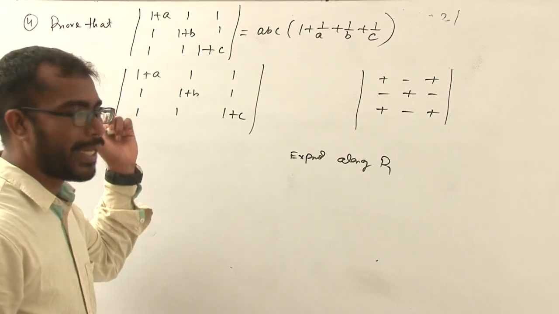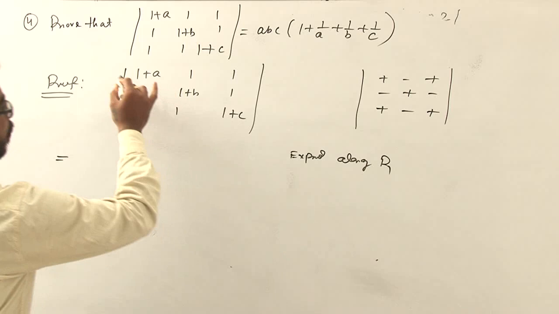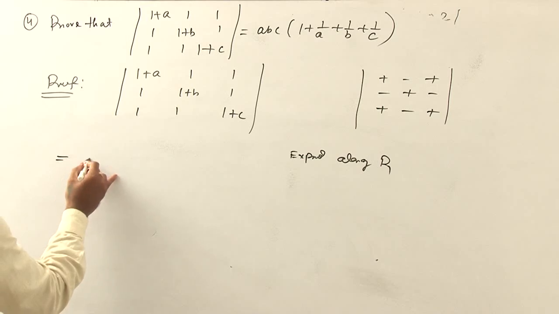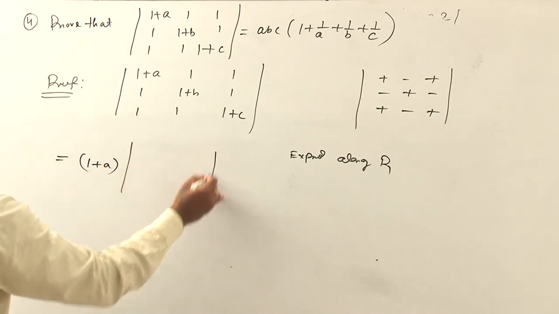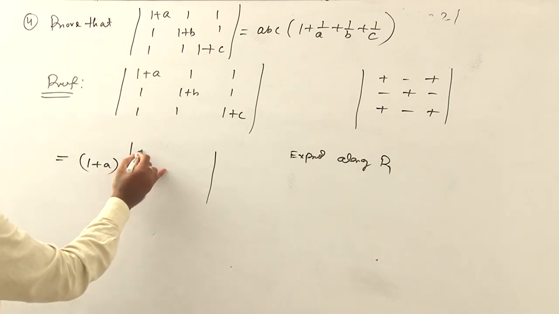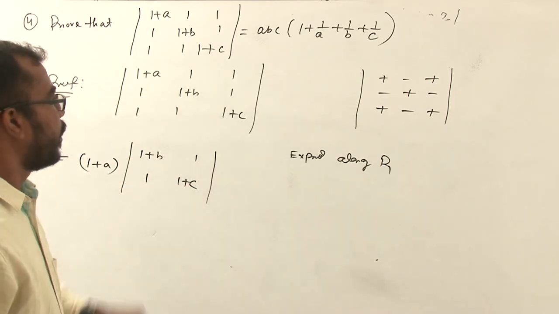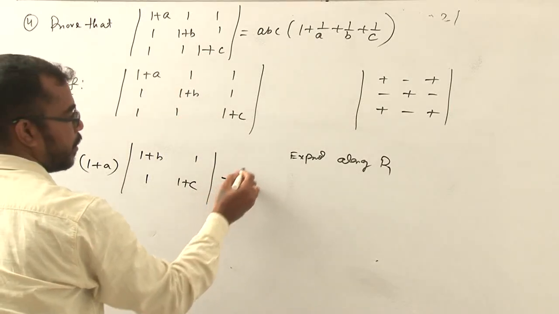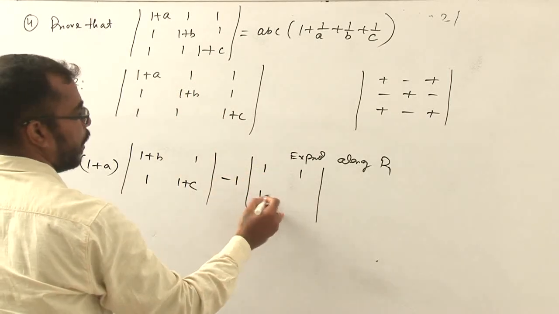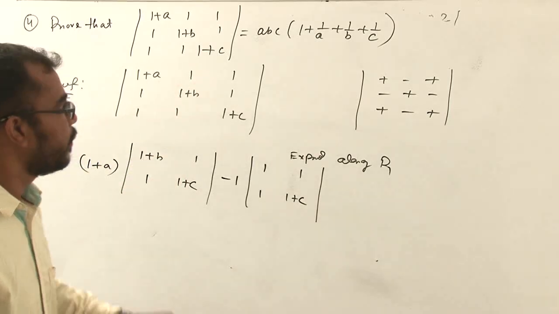So here, if we expand it directly by the expanding method, we expand along R1. R1 means the first element is 1 plus A, and it has a plus sign, so we take 1 plus A. Deleting the row and column of that element, we get (1 plus B)(1 plus C). Okay, and the second one, the sign is minus, so minus 1 into, if we delete the row and column of this element, we get 1 plus C. Okay, and the third element will be plus 1.